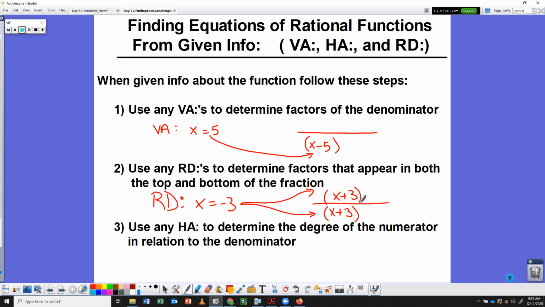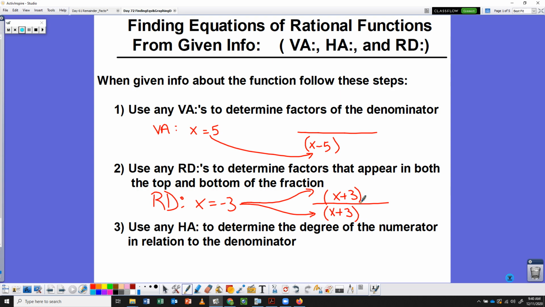And last part is use any horizontal asymptotes to determine the degree of the numerator in relationship to the denominator. So again, what we're doing with the horizontal asymptote is a comparison of who's got the bigger degree. If they tell you that there is no horizontal asymptote, that means the top part has a bigger degree. So you'd have to multiply by enough x's or enough terms that have x's in them in order to make sure the top is bigger than the bottom. If they say that y equals 0 is the horizontal asymptote, then you know that the bottom has the bigger degree. And again, you'd have to make sure that happens that way.